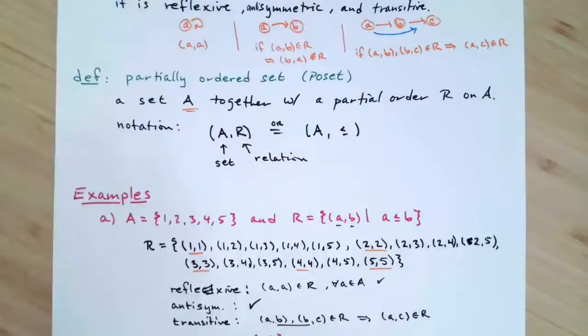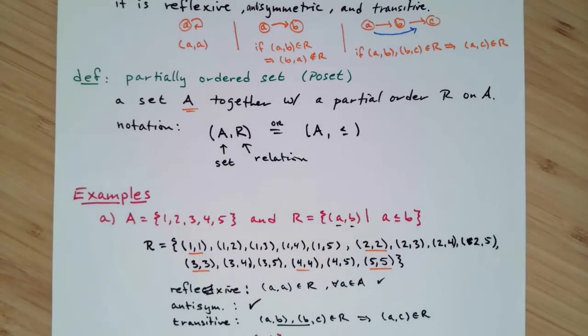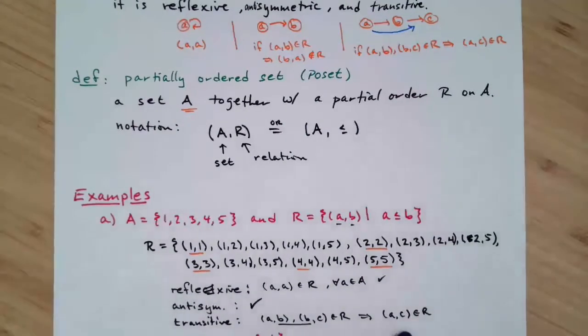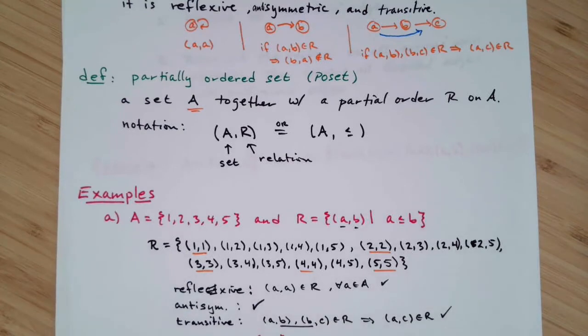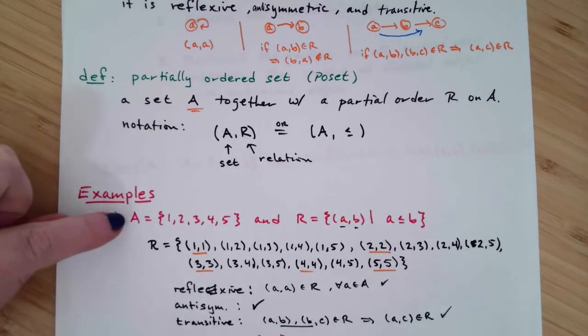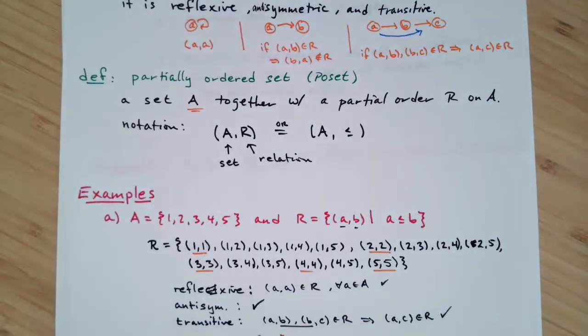And it turns out if you check all of those pairs of ordered pairs, we'll always get the third one. So that means this is also transitive, but I'm going to skip checking all of the pairs. Which means that the conclusion here is our set A with this particular relation is a poset.